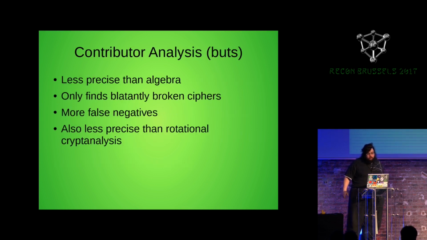So it has some problems, of course. It's awfully less precise than algebra, and it's also less precise than rotational cryptanalysis. If I had run, for example, Salsa 2 with a rotational cryptanalysis approach, I could have found much bigger flaws than I have found with this approach. And it will only find blatantly broken ciphers. Don't expect it to find the next flaw on RC4, because it will not. It also has a lot more false negatives. That means that it will find a lot of ciphers that you will think are secure when they are not.